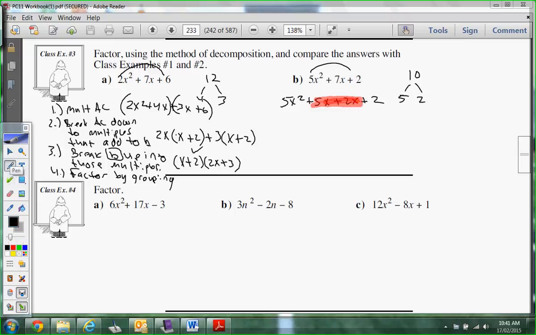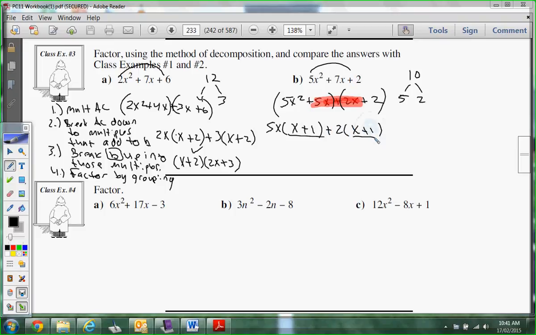Okay, so now our next step, Connor, is to what? Group them. Good. All right, go ahead, Connor. So what's this have? Okay, you also want to take out a what then? 5x. Yeah, because we want to get rid of the x. Good. So it gives me x plus 1. And then what else do I want to take out on this one? A 2. x plus 1.